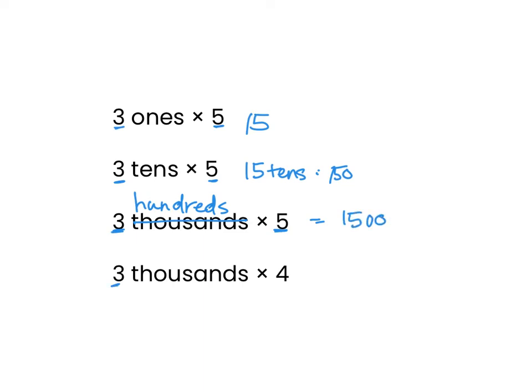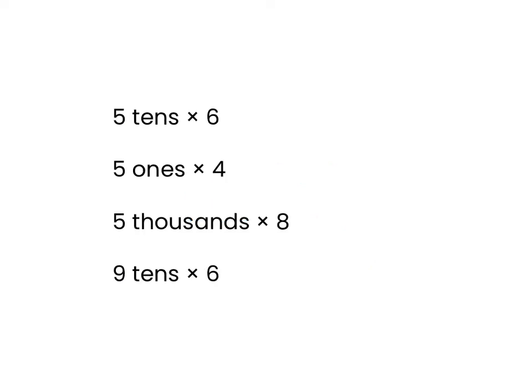And 3 thousands times 4 is 12,000. And maybe that did mean to be thousands and we just switched it. But either way, I feel like we understand how that works. All right, here we go. 5 tens times 6. Well, that is 30 tens. They get a little trickier this way, right? 5 ones times 4, 20. 5 thousands times 8. Well, 5 times 8 is 40 thousands.